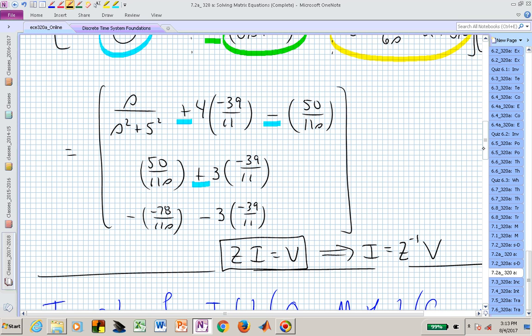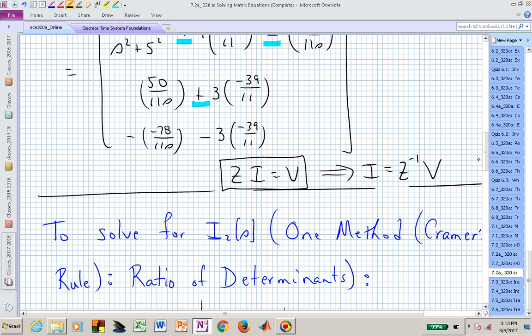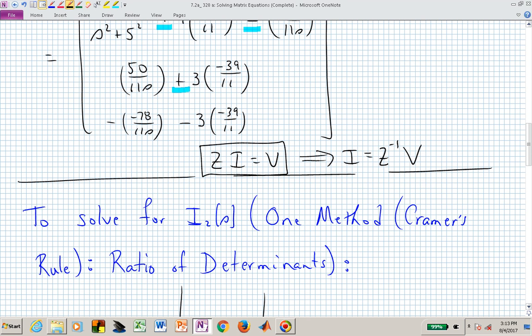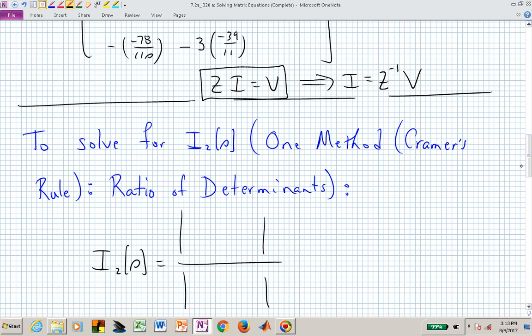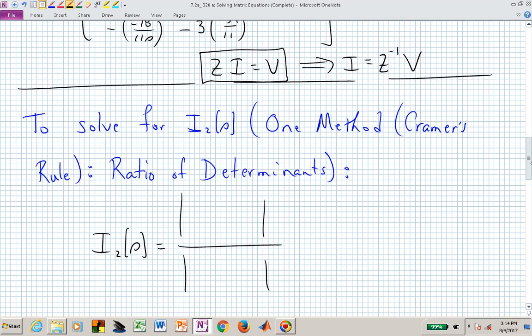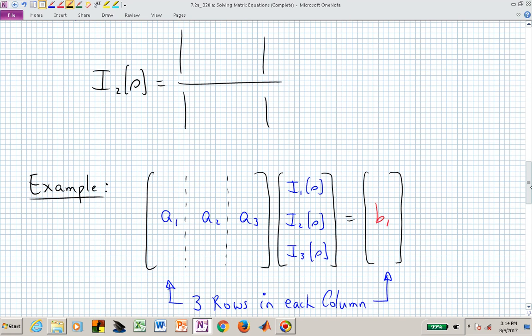If we simply want to look at one particular current, in this case, let's say that we want to solve for I sub 2, one method to do that without having to invert that 3 by 3 matrix would be to actually take a ratio of two 3 by 3 determinants. So the numerator would be a 3 by 3 matrix that we would find the determinant of. The denominator would be formed by another determinant of a 3 by 3 matrix. And where are those coming from?